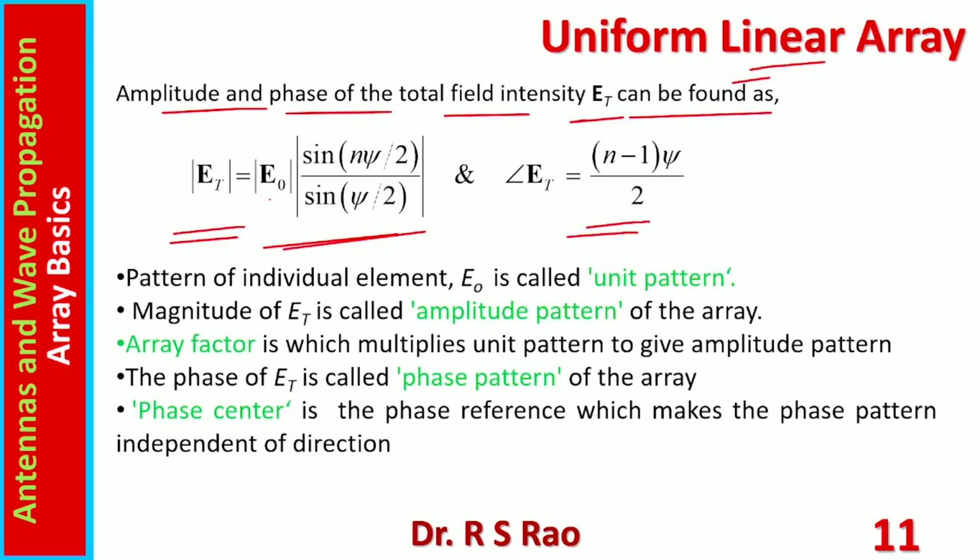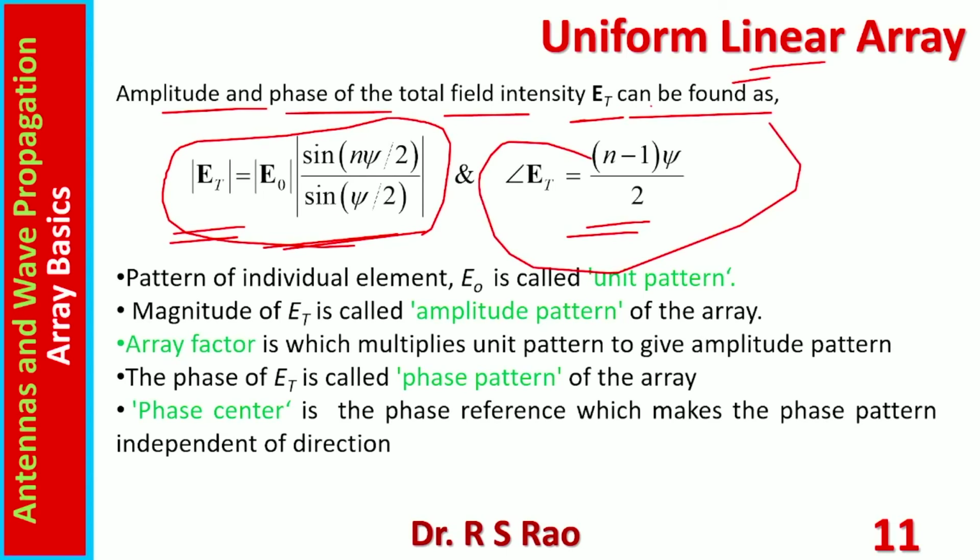Mod ET is mod E naught sine n psi by 2 by sine psi by 2. This is amplitude. This is phase. Angle ET is n minus 1 psi by 2. What is ET? This is array.